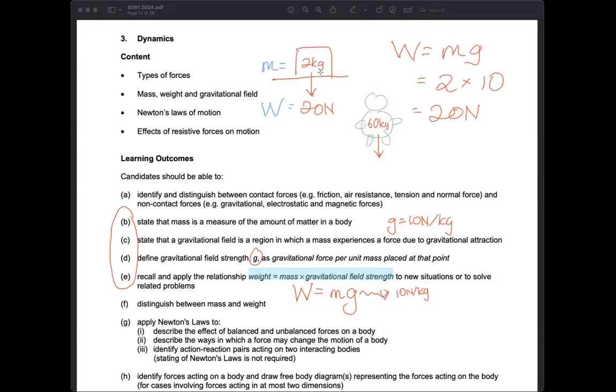Based on this formula, if your mass is 60 kg, so now instead of 2 times 10, I change it to 60 kg times 10, I'll get 600 Newton. So my weight in this case will be 600 Newton. Is that clear?